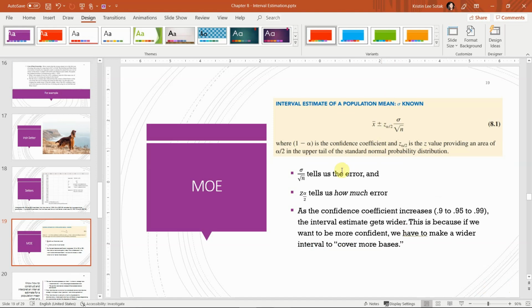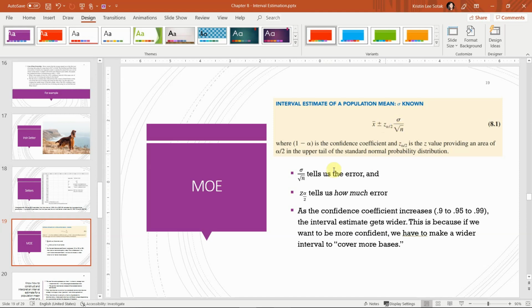This is the margin of error. So let's think about this conceptually, what the margin of error really is getting at. We know that when we create this interval estimate, we have the point estimate, and then we're adding and subtracting some error. But what does that error depend on? Well, it depends on a few things.